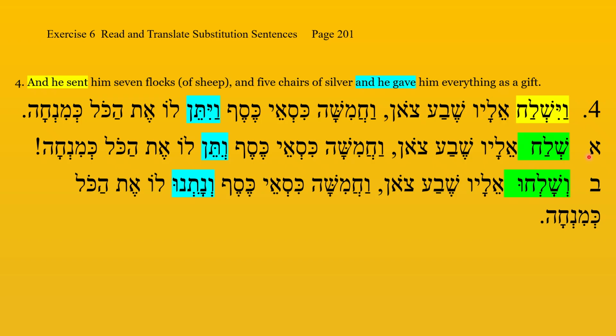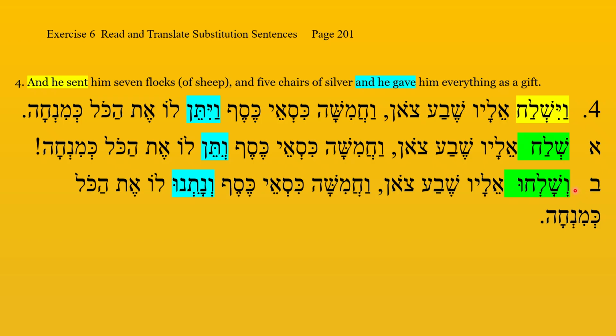All right, the Aleph substitution. So now we have the command form. So send him 7 flocks and 5 chairs of silver, and give him everything as a gift.